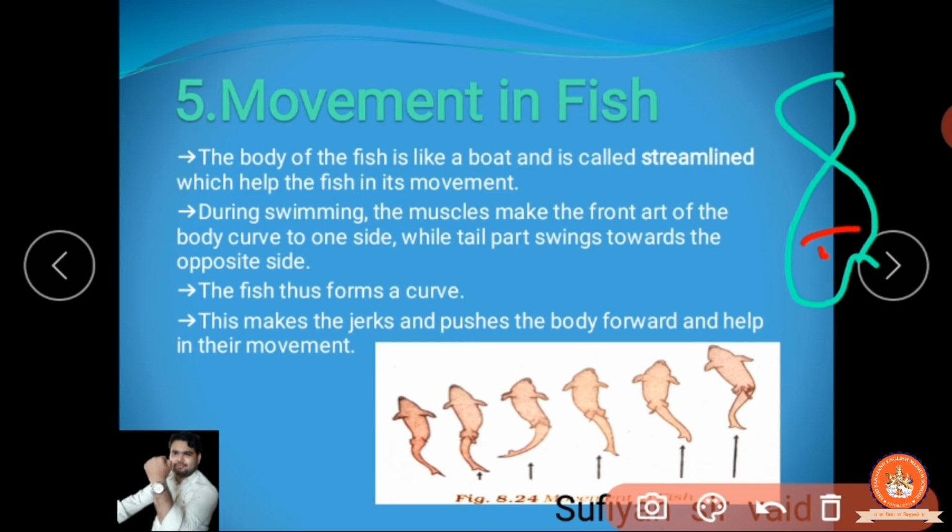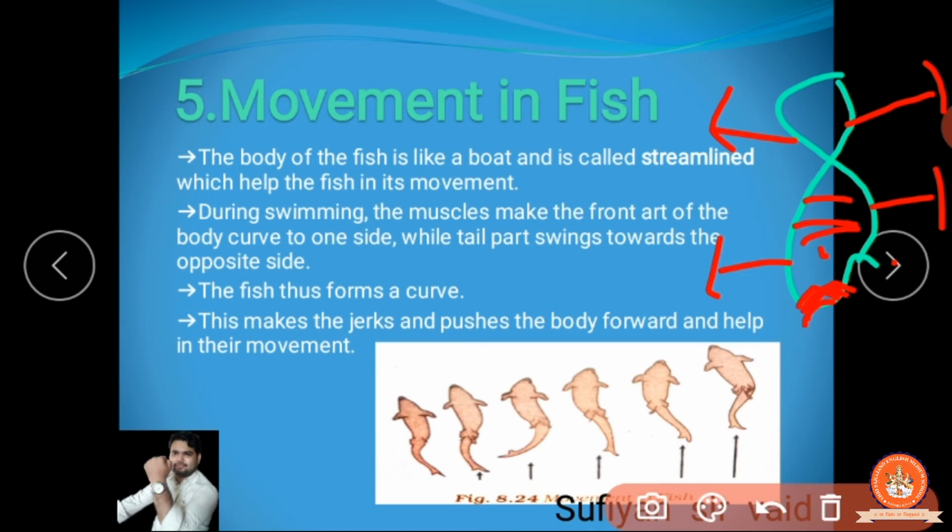This is the one small fish I just tried. So this is the fish, and they have a streamlined structure, so they are able to move in this direction, this direction, this direction, this direction. ऐसे वो move कर सकते हैं. Even a human can also move in different directions.